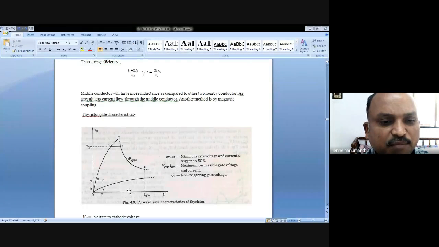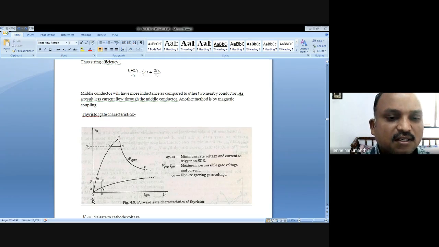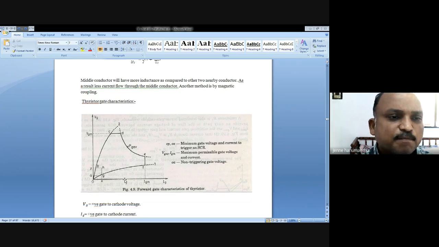VGM and IGM. These are the maximum permissible gate voltage and current for operation. And OA is the non-triggering gate region. So if you apply O to A, this much voltage, the gate is not triggered. So the SCR is not on. This is called the forward gate characteristics of the thyristor.